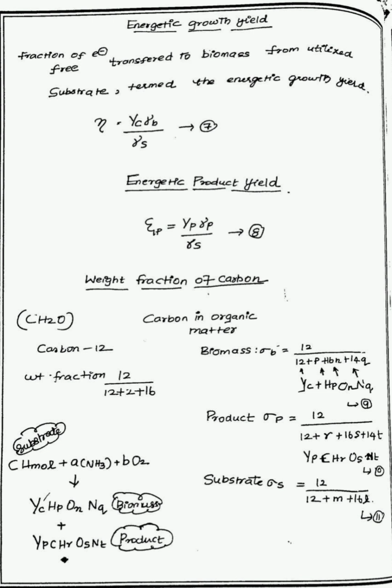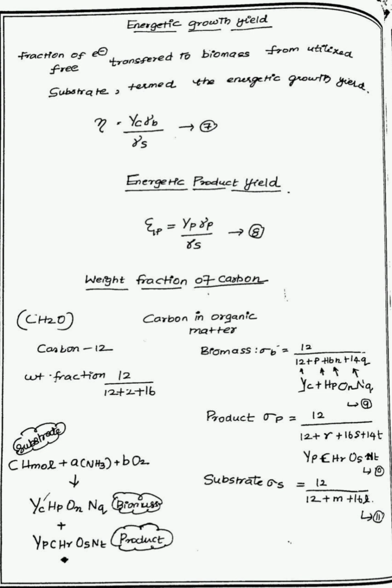CHPON. So here which one is the carbon? The first one. So 12 divided by 12 plus hydrogen is 1, so P. Oxygen is N, so it is 16N. And nitrogen is 14, so 14Q. In a similar way, for the product, 12 divided by: C is 12 and H is 1, so 1R. Oxygen is 16, so 16S. And nitrogen is 14, so 14T.